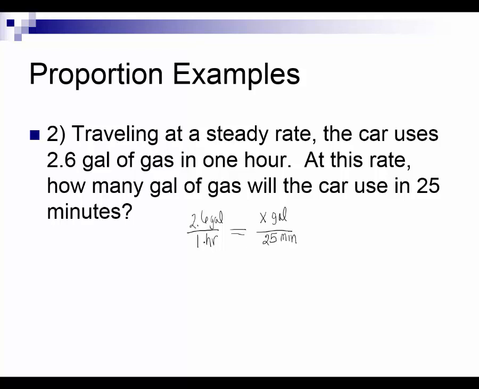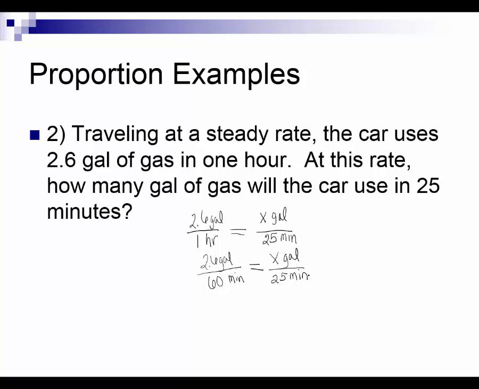And I look here, I have 1 hour. I know that that is 60 minutes. So I'm going to rewrite my problem. 2.6 gallons is used in 60 minutes. And I'm replacing the 1 hour with the equivalent amount of minutes. And that's equal to X gallons in 25 minutes.